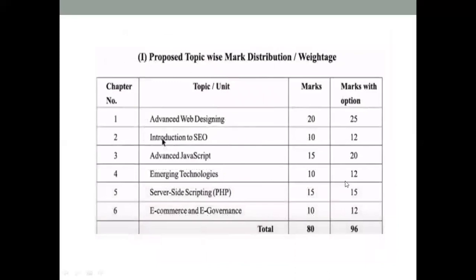Now, for the science section itself, advanced web designing is 20 marks, with option 25. Introduction to SEO is 10 marks, with option 12 marks. Advanced JavaScript is 15 marks, with option 20 marks. Emerging technology is 10 marks, with option 12 marks. Server side scripting is 15 marks, with option 15 marks. Then E-commerce, and this is how the scheme is. In total you will get 80 marks, but 96 marks will be there with options.